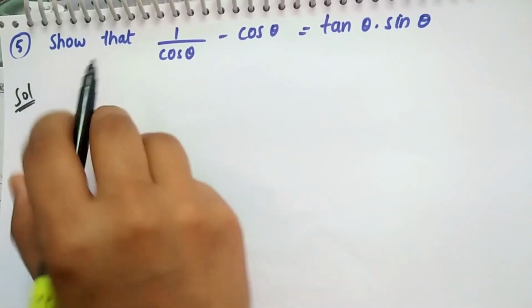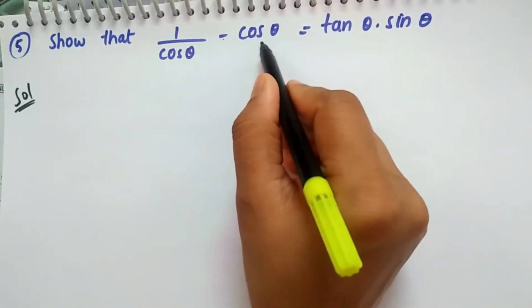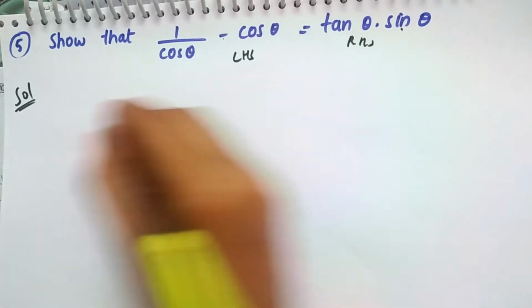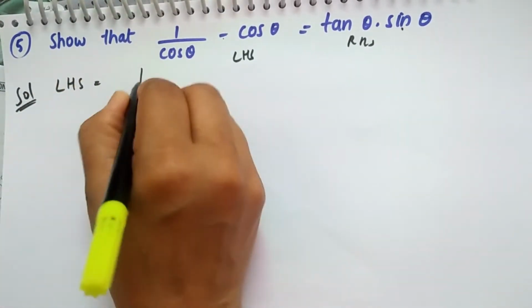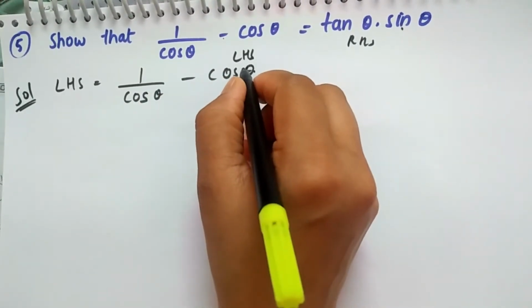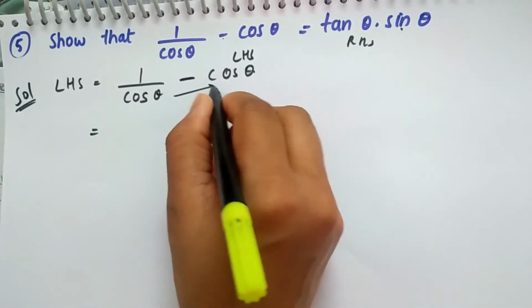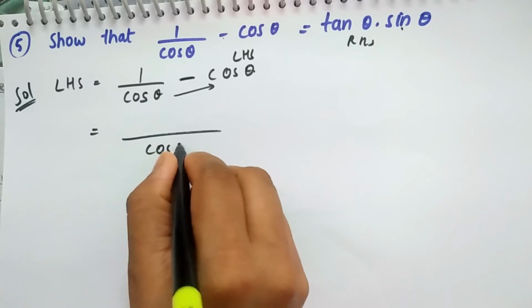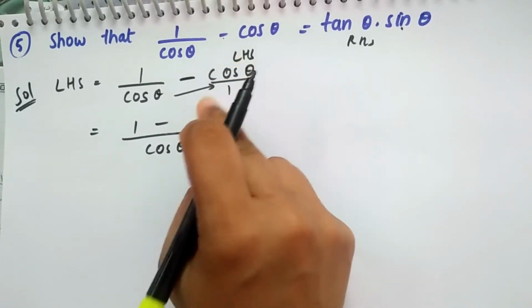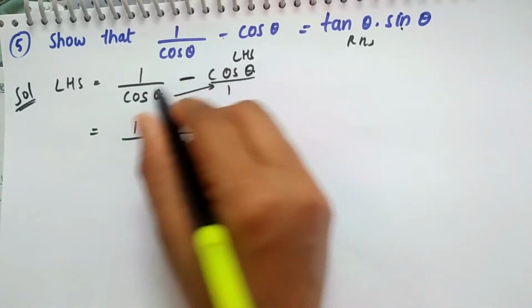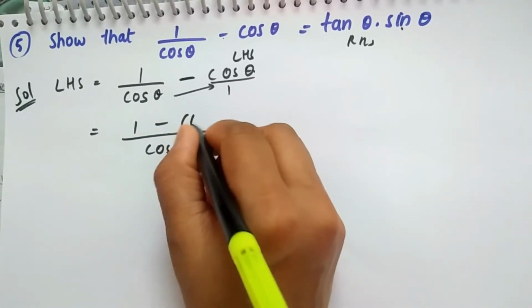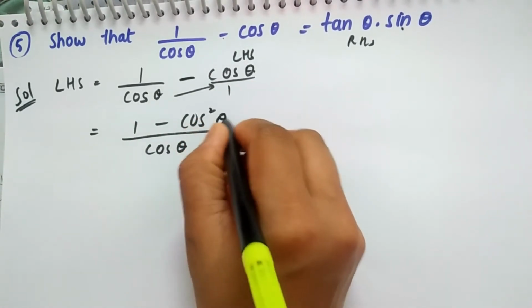Now the fifth problem says show that 1 by cos theta minus cos theta is nothing but tan theta into sin theta. Let us take this as LHS and this as RHS. Let's start the problem. LHS, copy the LHS from the question: 1 divided by cos theta minus cos theta. In this problem the LCM is cos theta. Here 1 is 1, and since the second term doesn't have anything in the denominator, it should be multiplied by cos theta. The basic LCM that we usually do. So cos theta into cos theta is nothing but cos square theta, right?